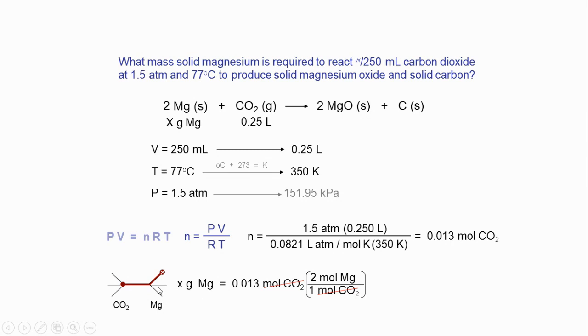And if I stop now, I'm sitting right here at moles of magnesium. I need one more step. I need to go from moles to mass. So I quickly looked at my periodic table. 1 mole of magnesium weighs about 24 grams. Moles of magnesium cancel. I type this all in my calculator, 0.013 times 2 times 24.3 divided by 1 divided by 1, and that equals 0.63 grams of magnesium. And that's the answer to that question.